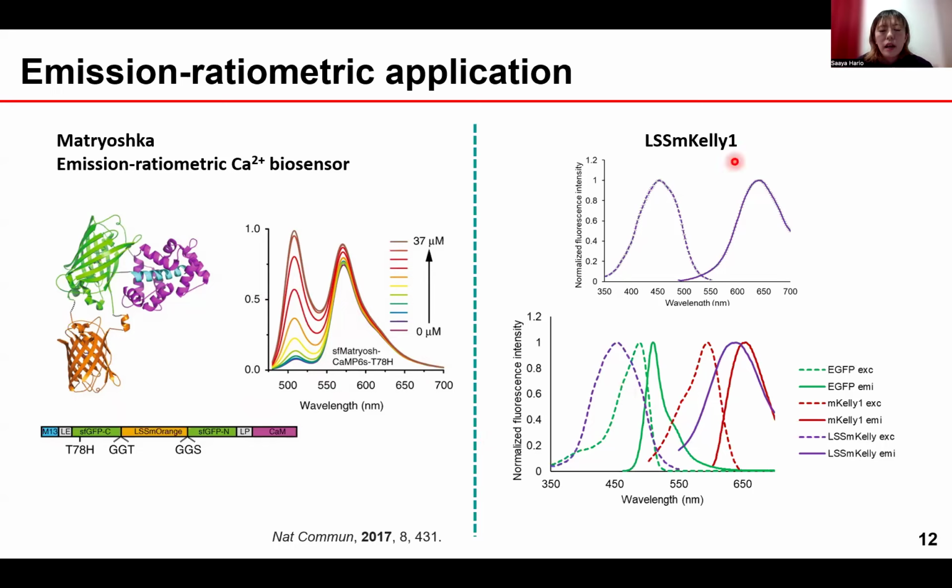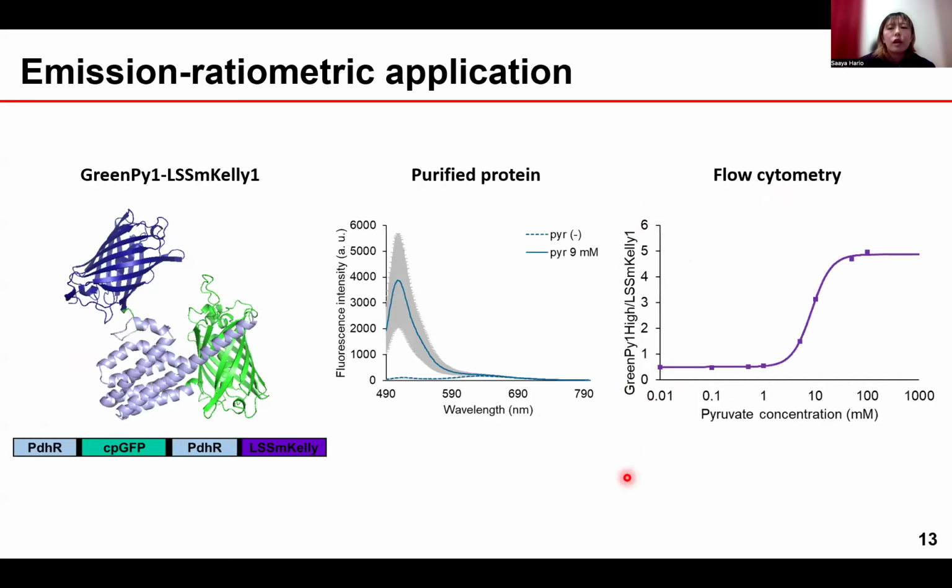So I created LSSmKelly, a far-red FP that can be excited with GFP excitation. By introducing rational mutations around the chromophore, LSSmKelly1 exhibits an excitation peak around 450 nanometers while maintaining the far-red emission. So this can be excited with GFP. I fused this LSSmKelly1 to the N-terminus of Green Pi 1.